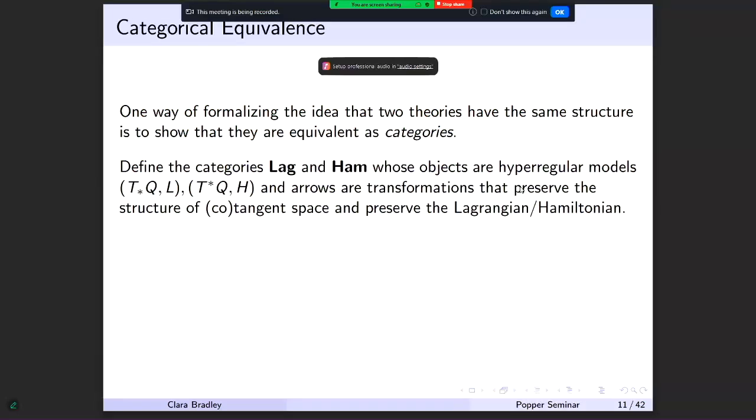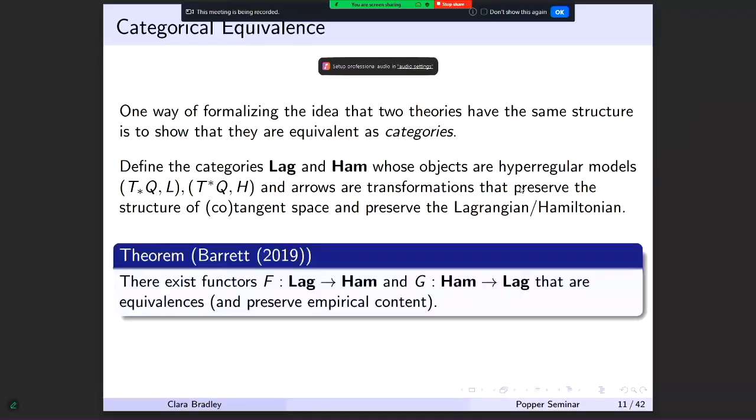So define some categories of Lagrangian and Hamiltonian models to be such that the objects are just these hyperregular models or these hyperregular theories. And the arrows in this category, where the arrows just represent the isomorphisms, are just the transformations that preserve the structure of these spaces and preserve the Lagrangian and the Hamiltonian function, respectively. And then one can show, as Thomas Barrett does in a 2019 paper, that there exist functors, which are just maps between categories, that are equivalences in this precise sense, and preserve empirical content in the way I suggested earlier, where they map solutions back and forth.